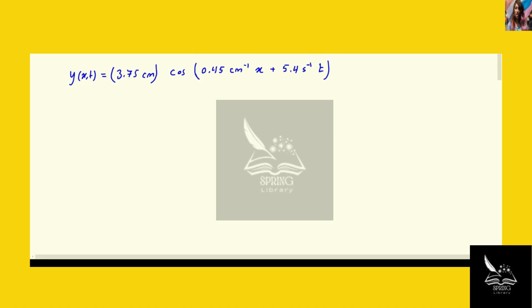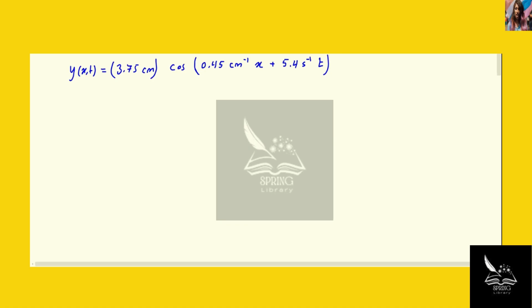Now in this question, we have a wave function that's given by this formula here, and we need to find some of its parameters, some of the wave parameters. To start, let's write the general form of the wave function. Y of x and t is equal to the amplitude multiplied by cosine kx plus or minus omega t. And as we can see here, this is the amplitude, this is the wave number, and this is the angular frequency here.